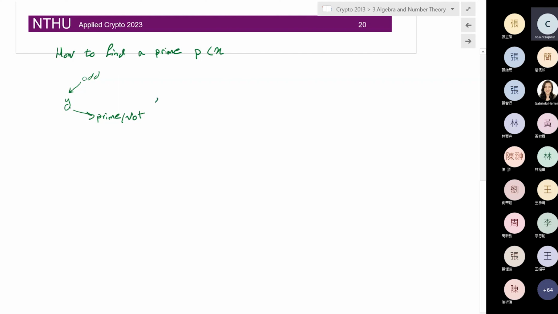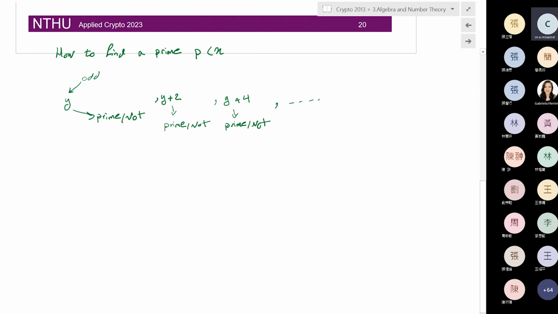Since y is an odd value, if we do y plus 1, we would get an even number. We know that evens are not prime, so we just do plus 2, right? And then we again test this one to see if it is prime or not. And then we continue. So we do y plus 4. And then we test again to see if it is prime or not. And then we continue until we find a prime.